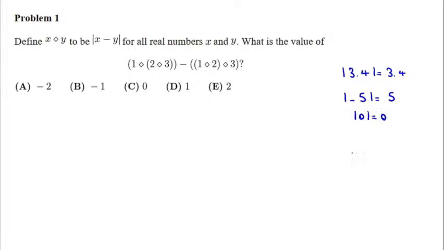And the definition is this. Absolute value of x is x for x greater than or equal to 0. If x is negative, you should consider negative x, that negative x is positive. Now, 2 diamond 3, absolute value of their difference: 2 minus 3, negative 1, so it will be 1. Then 1 minus 1, 0. Absolute value of 0 is 0. 1 diamond 2 is 1. And then 1 diamond 3, 1 minus 3, negative 2. Absolute value of that is 2. 0 minus 2 equals negative 2. And the answer is A.